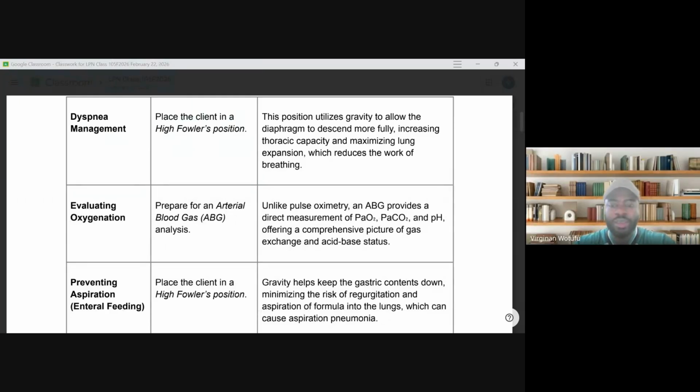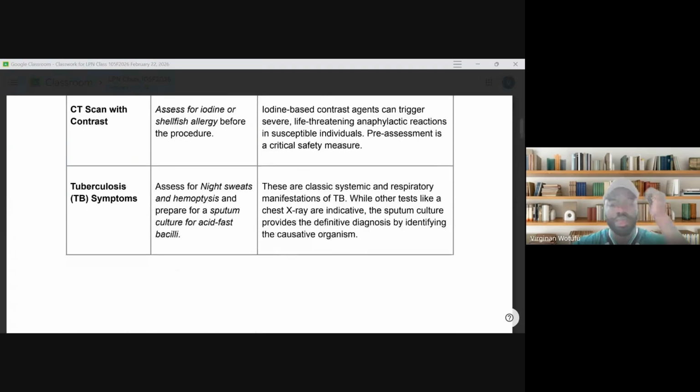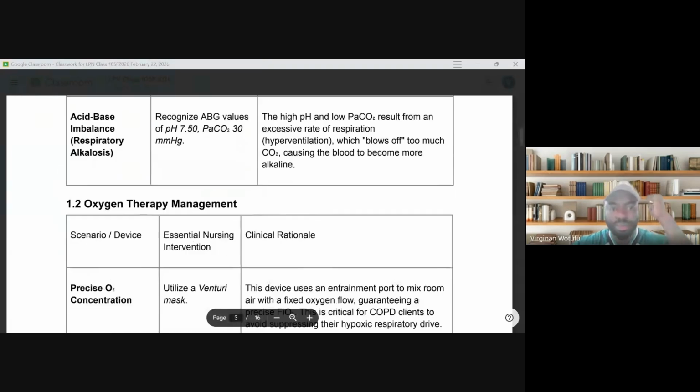So I think we have touched some of the critical points in the respiratory system. Let's look at the cardiovascular system. We know it's just the pump system of the body, right? The main purpose of the heart is to pump blood.